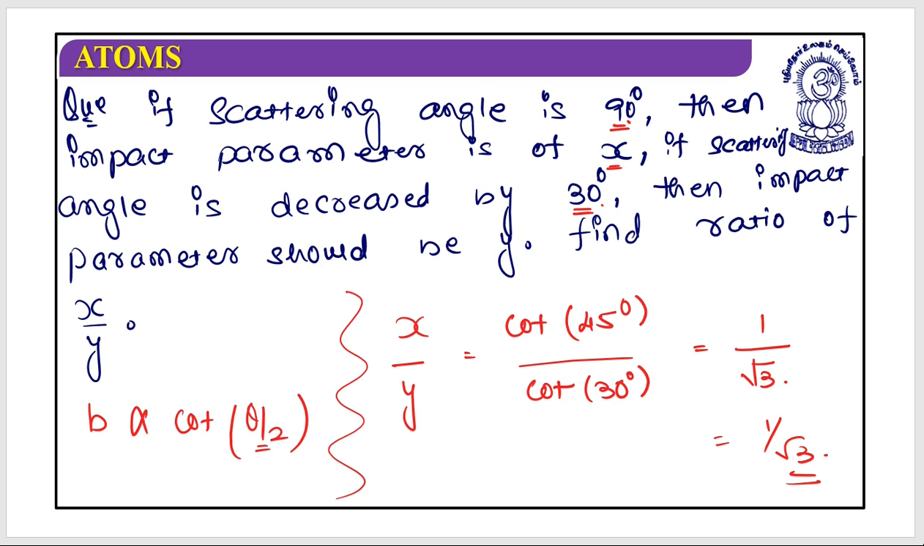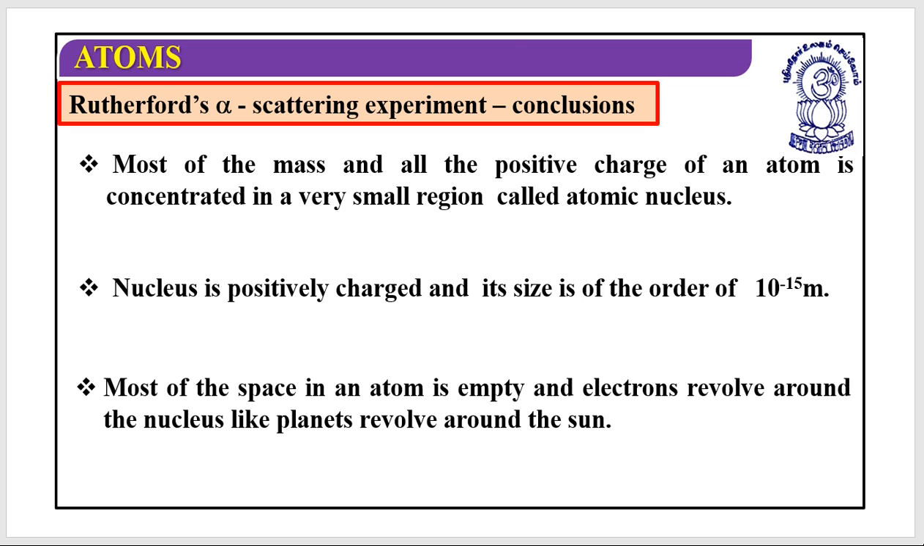No? Great. So let's look at all the conclusions that Rutherford made after his experiments. He said that most of the mass and all the positive charges of an atom are concentrated in a very small region that we call the atomic nucleus.